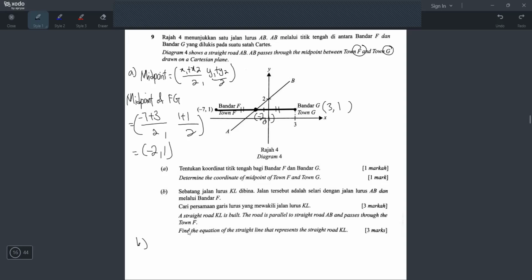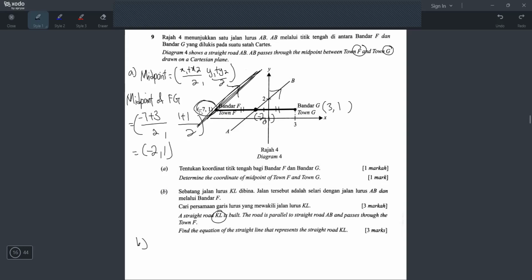Now we do B. Find equation of straight line that, no, it starts here. A straight road KL is built. If you look at your diagram, you don't see the KL, right? So this is a new road. And then it says the road is parallel to AB. So parallel to AB means the gradient is the same. And then passes through town F. So where is town F? Town F is here, right? So I think my KL road is something like that. Yeah, it has to be parallel with AB and pass through F, right?